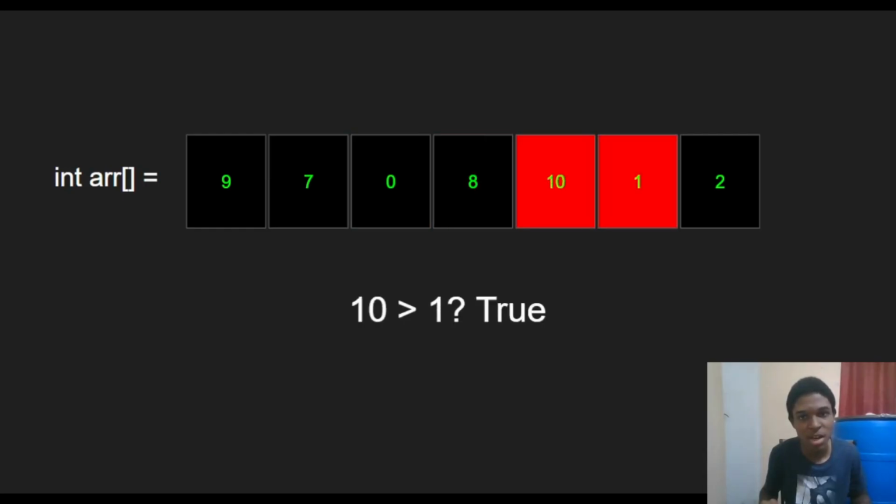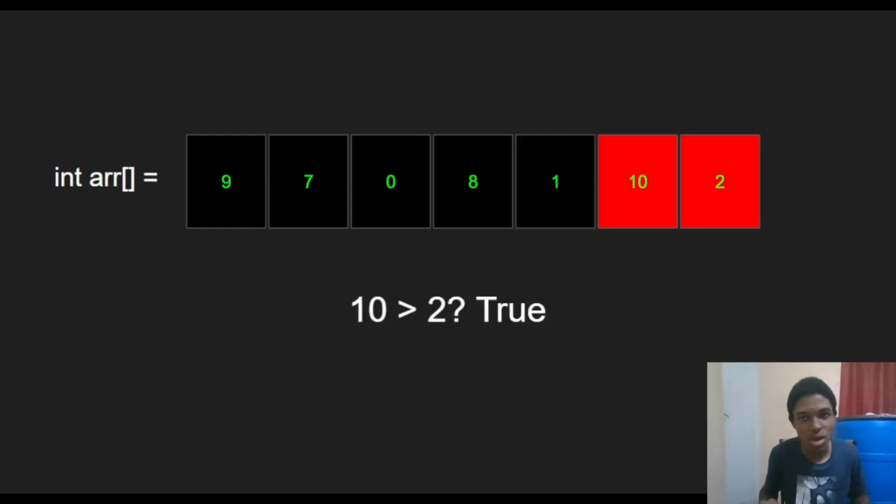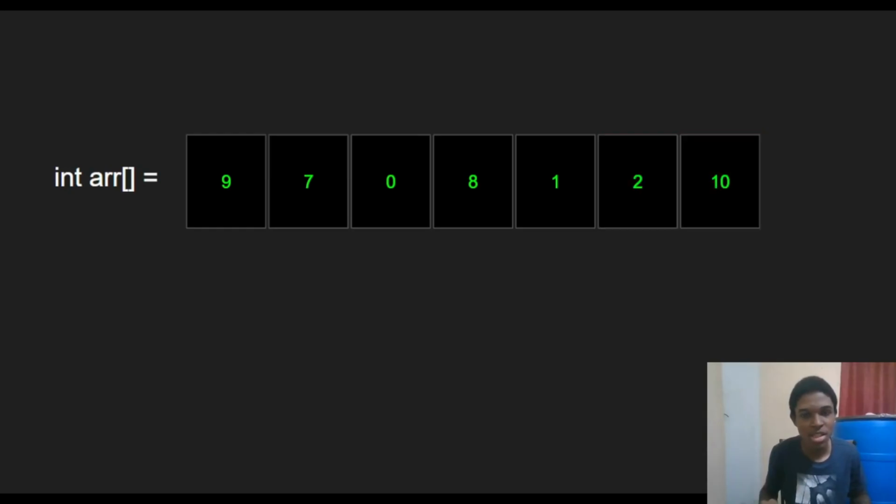Then it compares 10 with 1. Is 10 greater than 1? True. So it swaps 10 with 1. Then it says, is 10 greater than 2? True. So it swaps 2 with 10. Now that is the first iteration of bubble sort, guys.